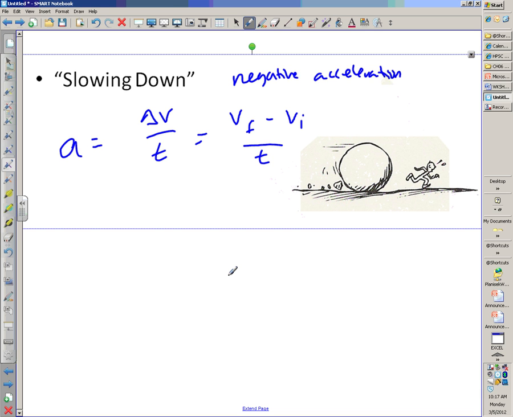How do you get the V final? I have to tell you somehow, or we have to measure it somehow. Right now, we're just talking conceptually. But Chris, does it make sense that if something is slowing down, the final velocity, whatever it is, has to be smaller than the initial velocity?